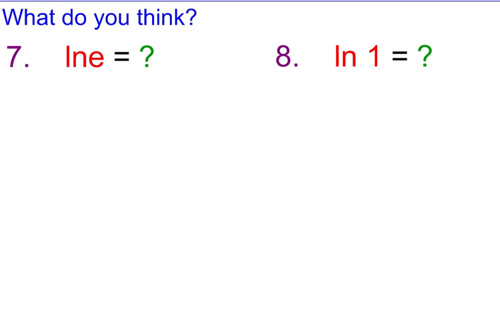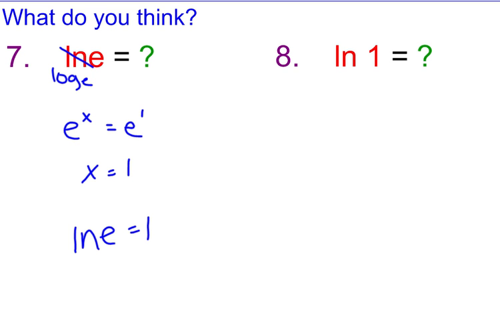So what do you think the natural log of e is? Think of this: if I was going to change forms here, this would be log base e. So it's saying e to the x equals e. So what would that be? Hopefully you realize that this is e to the first, and since we have the same base, we would say x equals 1. So the natural log of e is 1. That's a property that comes up sometimes.